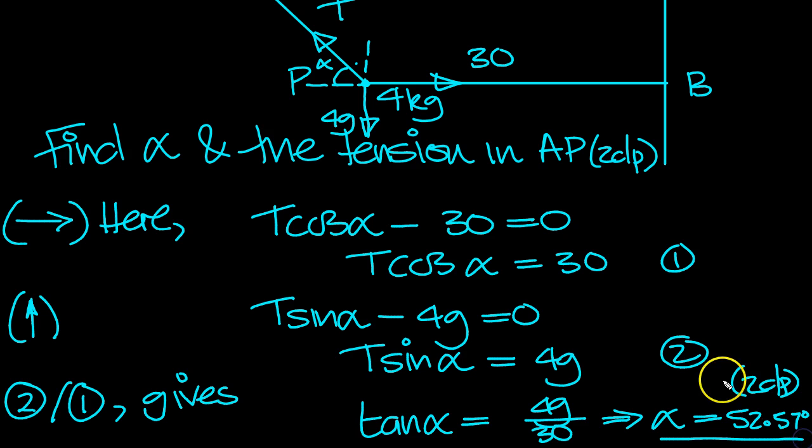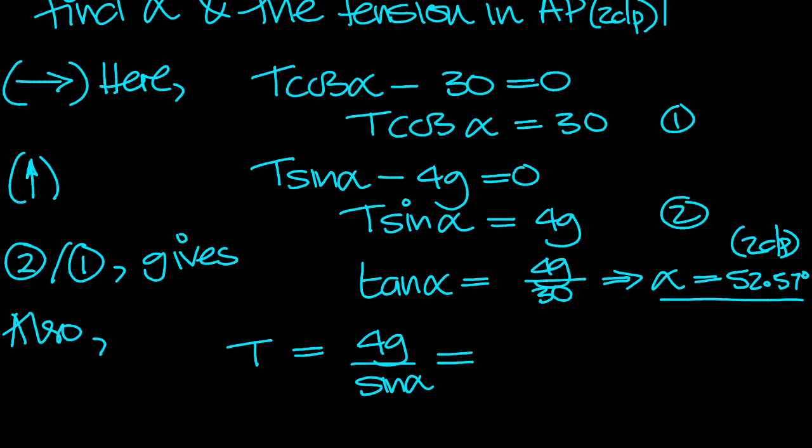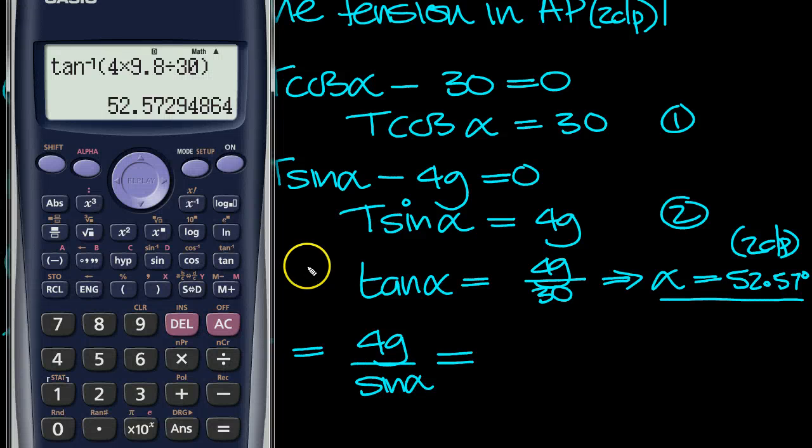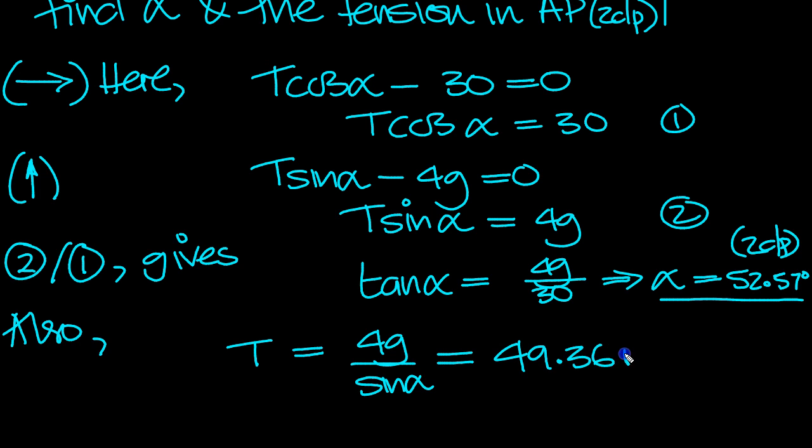There's the angle alpha. Now the tension then. So also the tension is equal to, move this sine alpha, 4G over sine alpha. Okay, so we've got this value here of degrees in as alpha in the answer, haven't we? So if we just do 4 times G, 4 times 9.8, divided by the sine of the angle alpha, equals 49.36 newtons. And there's the tension in the string.